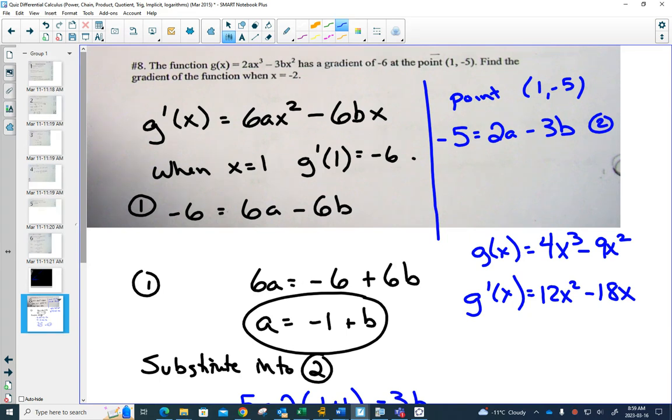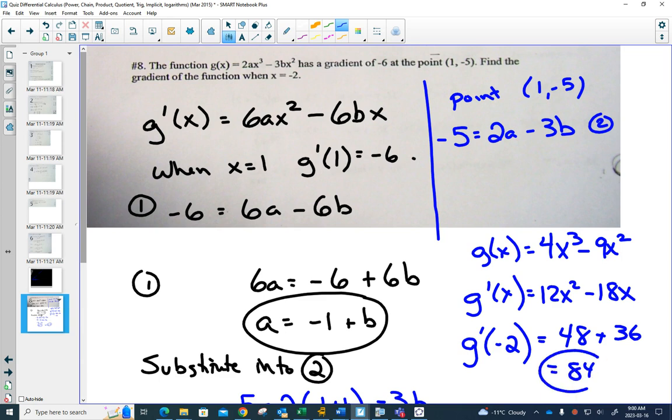What did this question originally ask us? It originally asked us to find the gradient of the function when x is -2. So it's asking for g prime at -2. I can plug in -2. I'm going to get 48 plus 36. And I'll get 84.